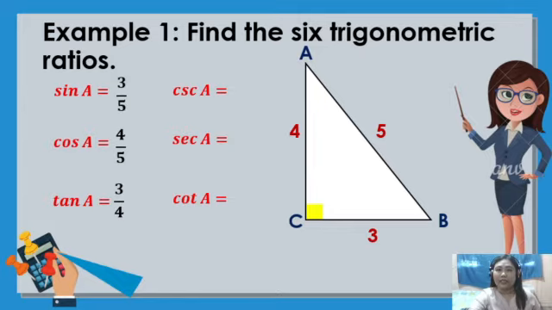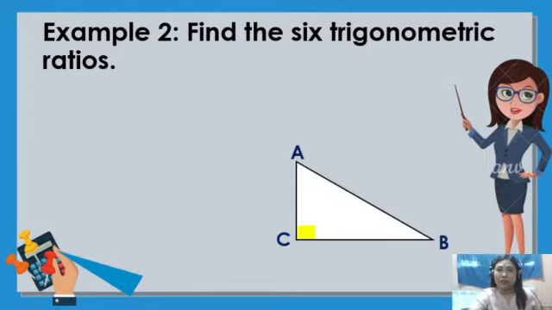Cosecant A is the reciprocal of sine A. So, cosecant A is hypotenuse over opposite side. I-reciprocal lang natin yung 3 over 5. So, we have here 5 over 3. Secant A is hypotenuse over adjacent side. So, we have here 5 over 4. And cotangent A is adjacent side over opposite side, which is 4 over 3.